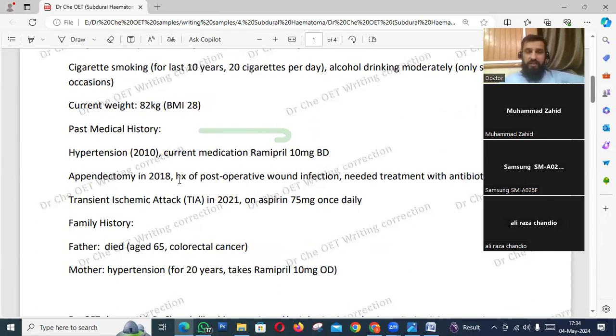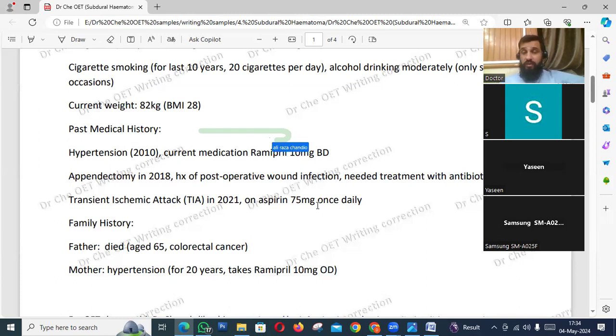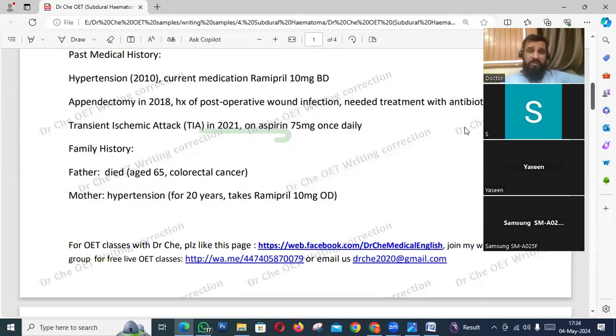Appendectomy in 2018, and there was wound infection, needed treatment with antibiotics. Is it important or not? No, sir. Okay. A TIA in 2021, is it important? Yes, it is important, because it's related to the current situation. First patient had TIA and now he is having hemorrhage.